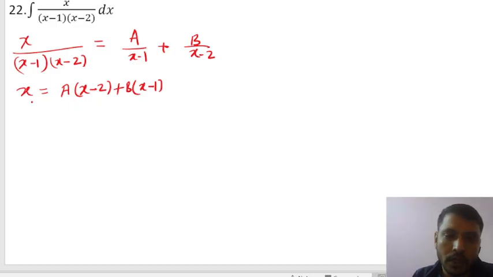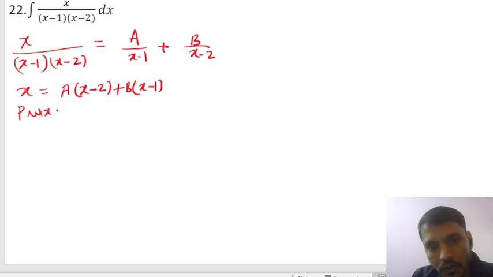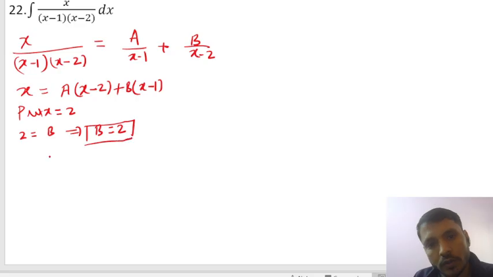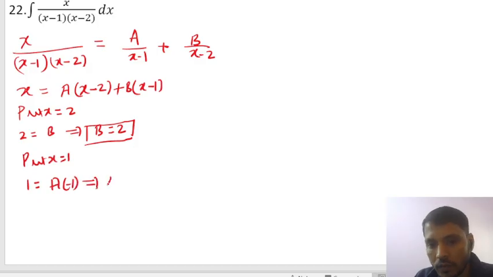Alright. Now to find the values of a and b, put x equal to 2 in the above equation. That means 2 is equal to b, so b equals 2. Now put x equal to 1. That means 1 is equal to a into minus 1, so a equals minus 1.